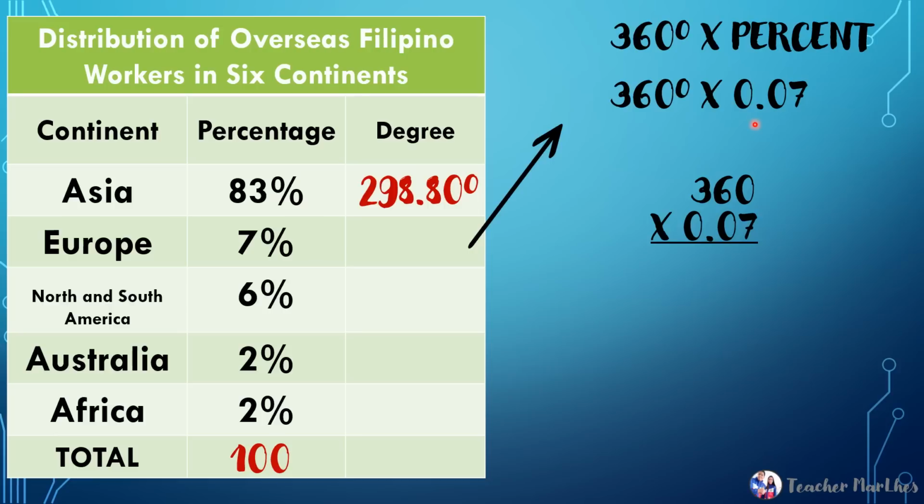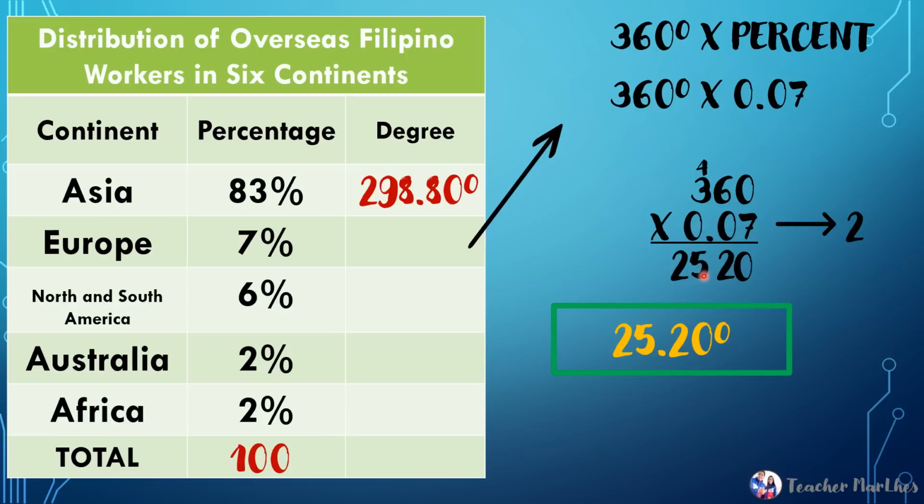Okay, 360 times 0.07. 7 times 0 is 0. 7 times 6 is 42. Carry 4, bring down 2. 7 times 3 is 21. Plus 4 is 25. Next, since ito ay 0 na, okay na lang kung wag nang isolve yan kasi 0, susunod ulit dito ay 0, 0, 0. Okay, so count the decimal places. 1, 2. So, 2 decimal places. So, ang sagot natin, 2 decimal places din. So, simula dito, 1, 2. So, final answer is 25.20 degrees for Europe.